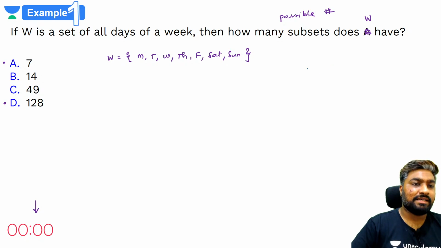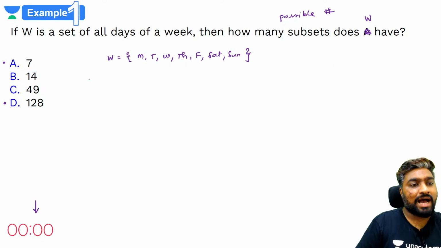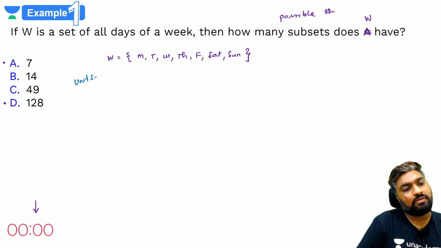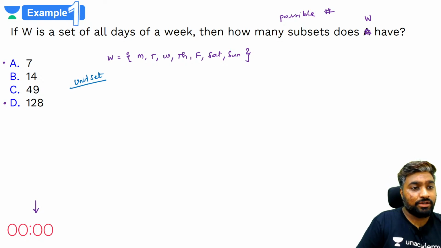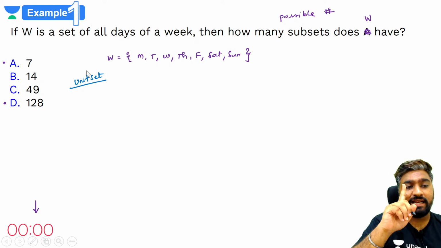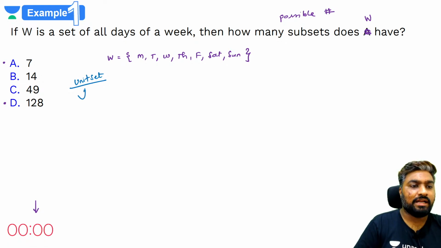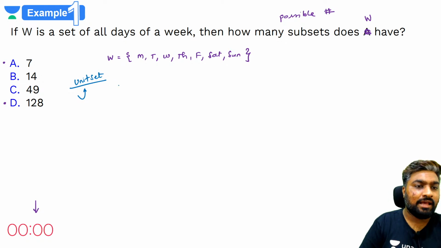Yes, a subset is something that belongs in W. So I can have a subset. Yes, I can have a unit set. What is a unit set? A unit set is a set that has only one element. So how many unit sets can I make? I can make a set A that has M in it. Yes, I can make a set B that has T in it.